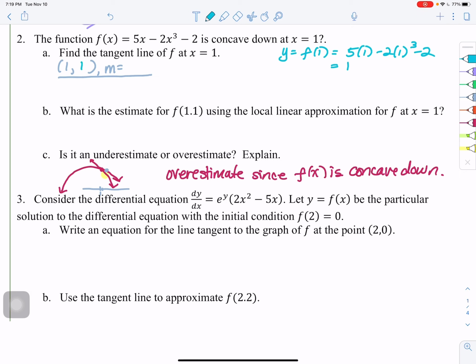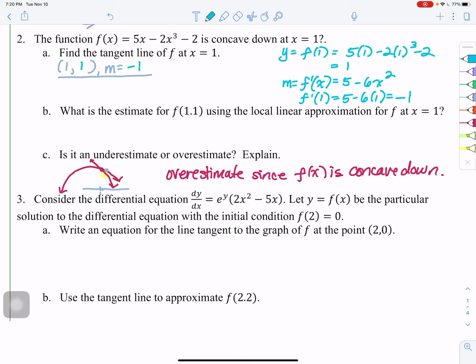So all I really have to do is get the slope. Well, the slope in calculus is just the derivative. So the slope is f prime of x, and that's 5 minus 6x squared. And now f prime of 1, and we get 5 minus 6, and that's a negative 1.